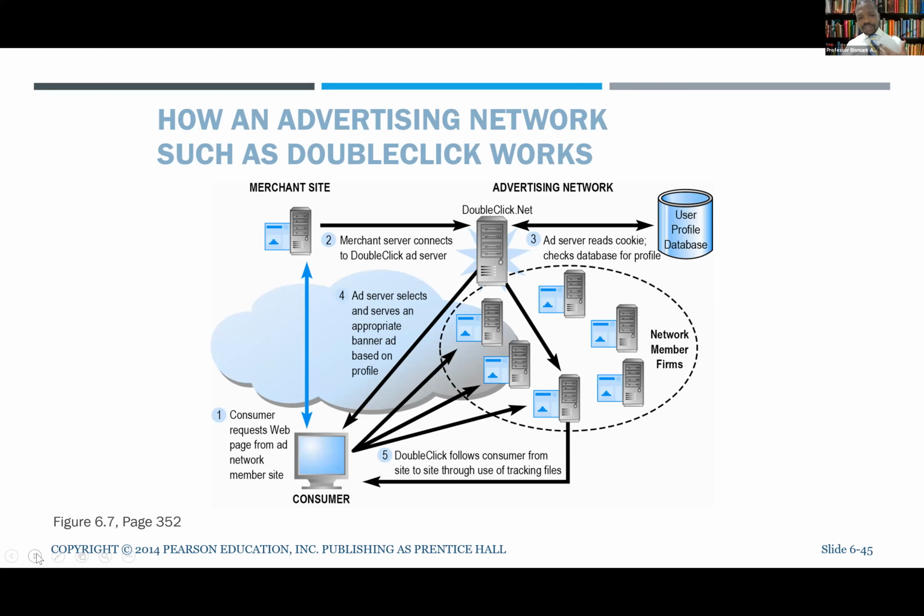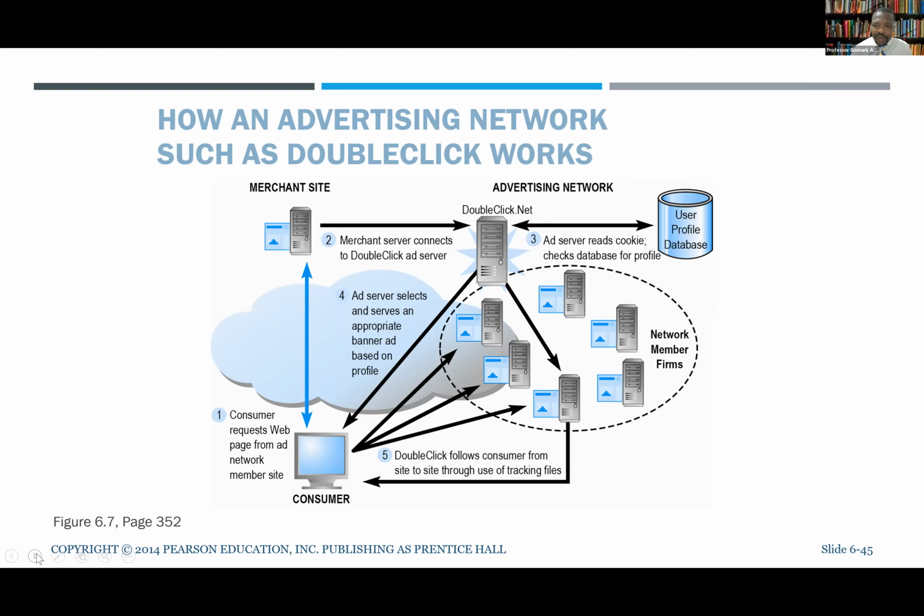And then, so it's requesting a particular page. Merchant server connects to the DoubleClick server, and this is where the server is already there with preloaded content. Ad server reads cookie, checks database for profile, user profile database, network member firms, and then the ad server selects the appropriate banner ad based on the profile of the consumer.